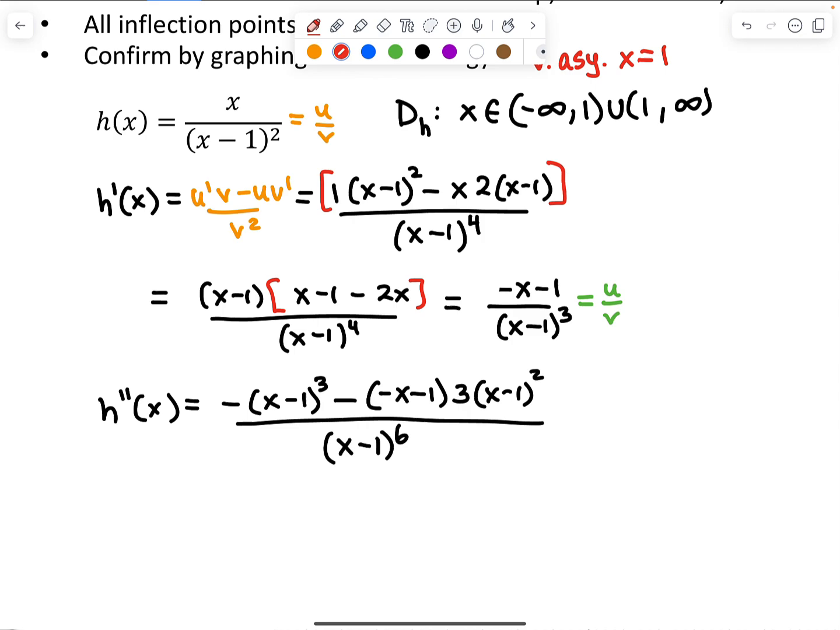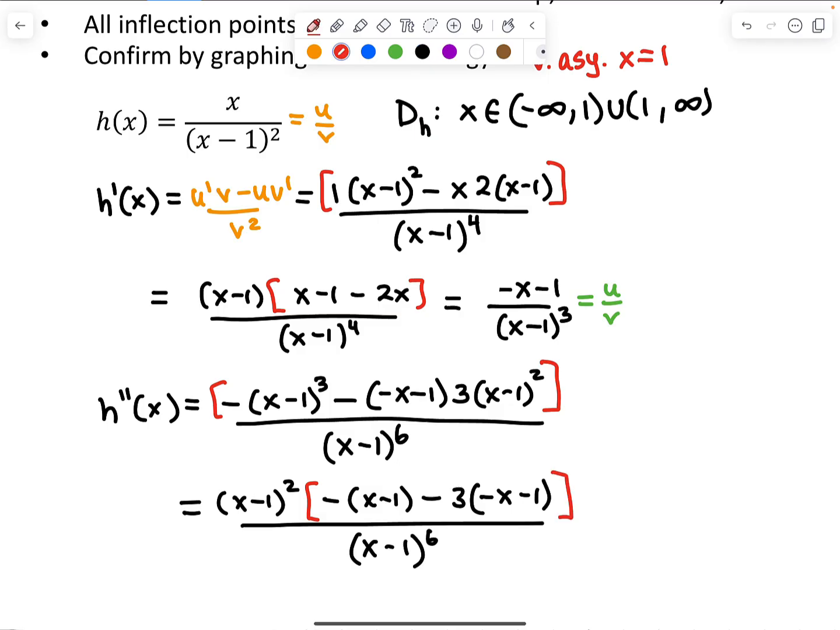Now I'll do some similar factoring. I can factor out x minus 1 squared from both of these terms. So that will leave left over a minus sign, one copy of x minus 1, minus, we have a 3, which I'll put, parentheses, negative x minus 1, and that is all that remains in the red brackets. Now this x minus 1 squared will cancel with this power 6, leaving a power 4.